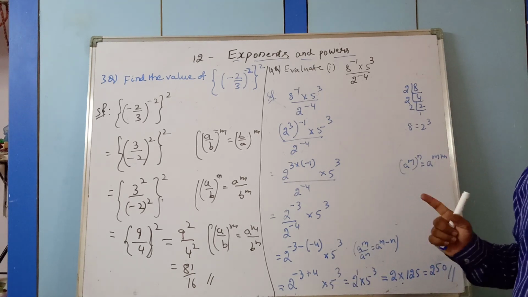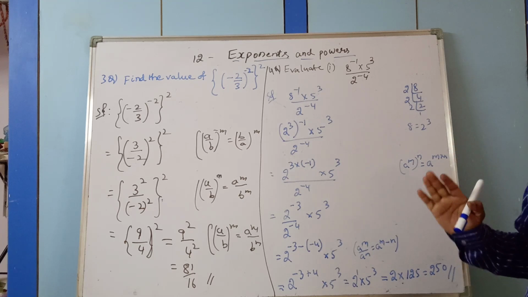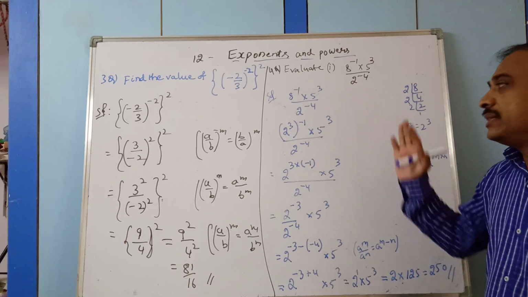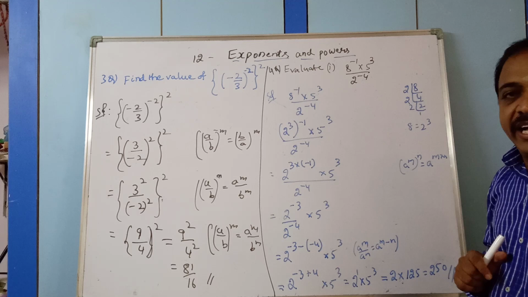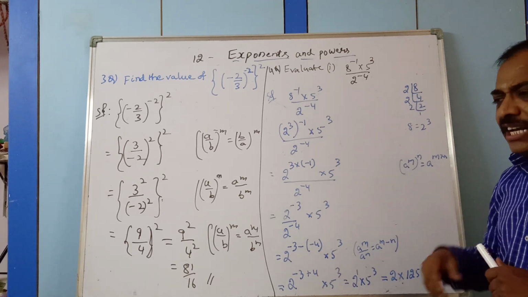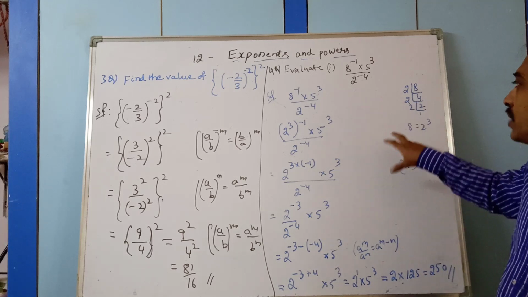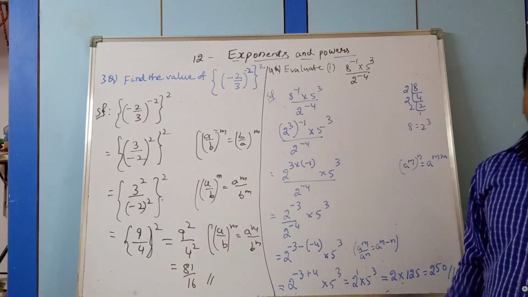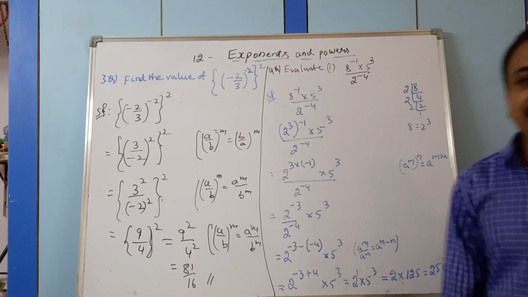Every step you have to see which law or identity or formula can be used. Then it will be easy for you to simplify. Immediately you have to recollect the laws of exponents or the identity, whatever you call, that we have to write beside the step. Is it clear, children? Yes.